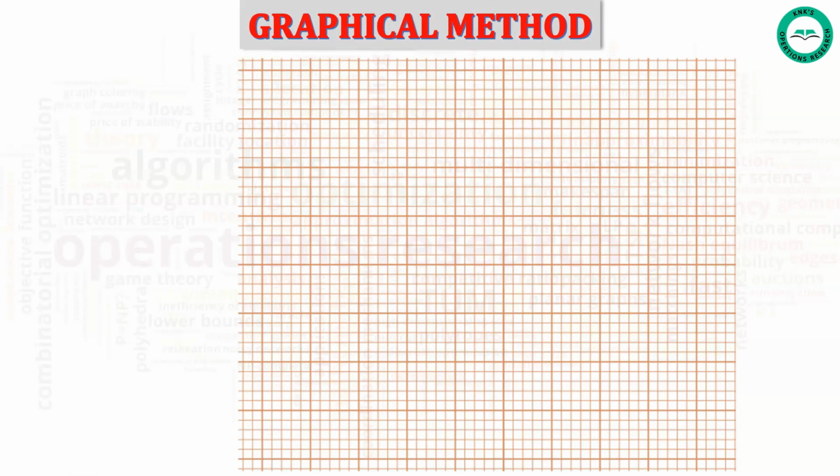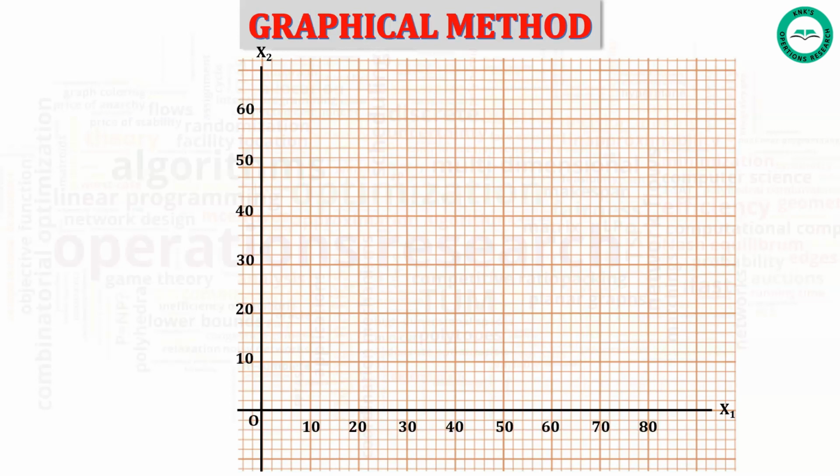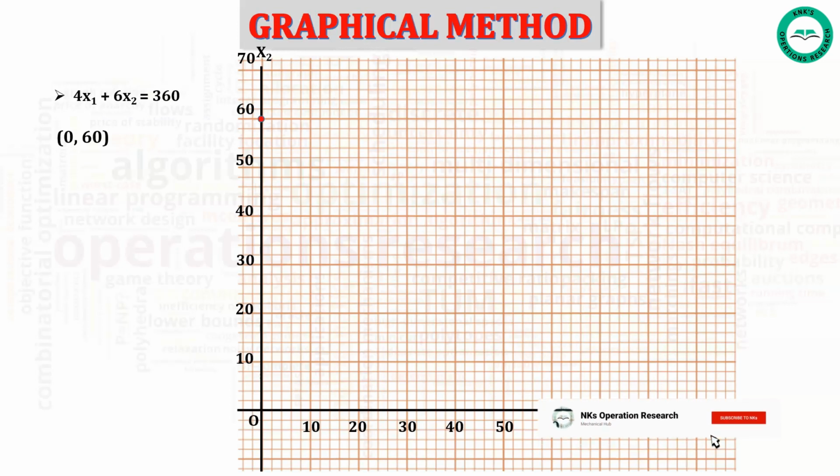Take a graph and draw x1 and x2, as x1 is the horizontal and x2 is the vertical axis. Now select a suitable scale as per our convenience and plot the coordinates. First, let us take the first equation, that is 4x1 plus 6x2 equals 360, and the coordinates are 0 comma 60 and 90 comma 0. Plot 0 comma 60 on the graph here. Next 90 comma 0, as x1 equals 90 and x2 is 0. Here we'll plot the point.